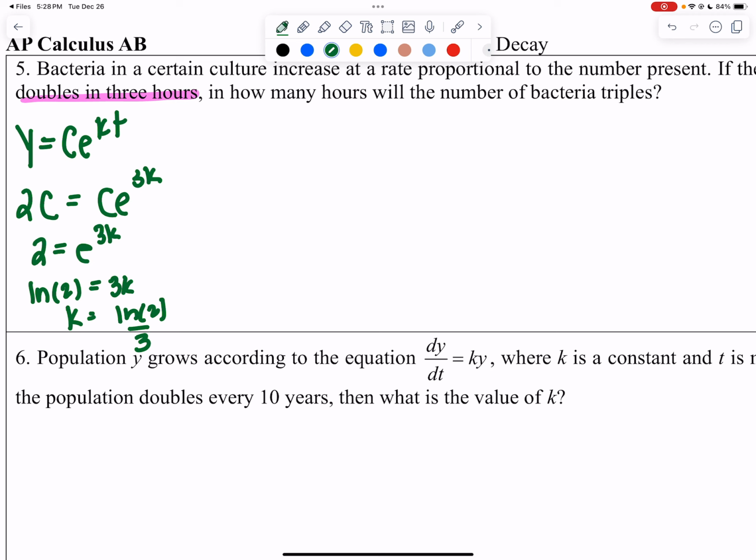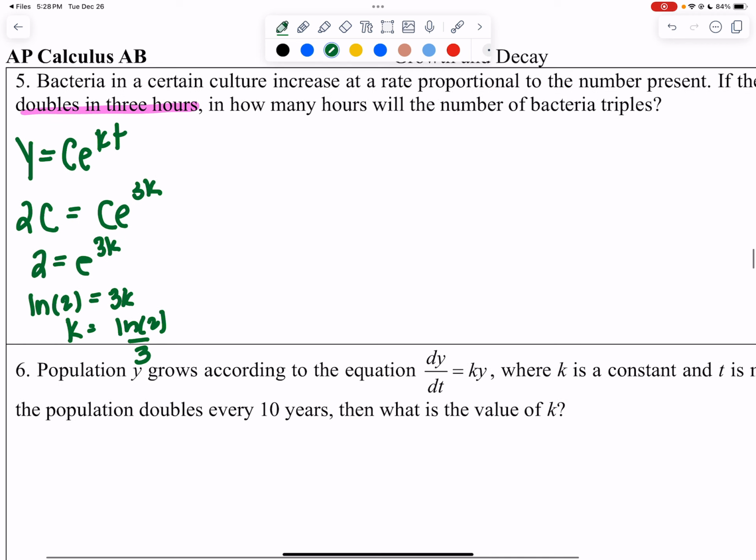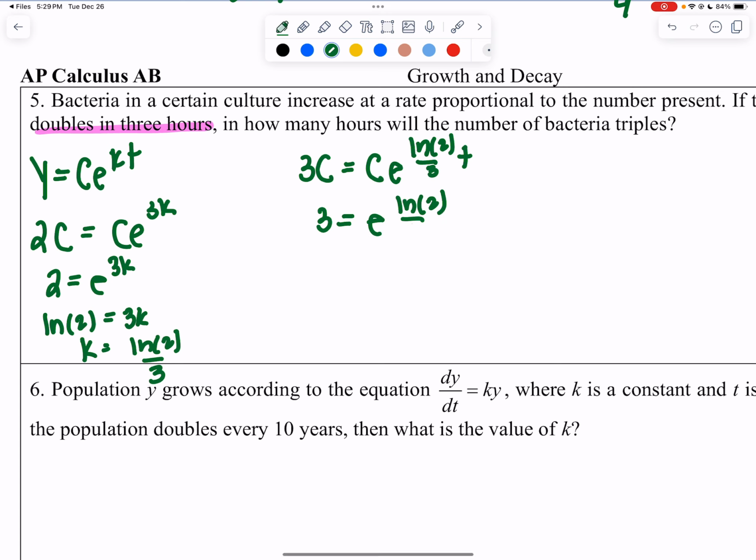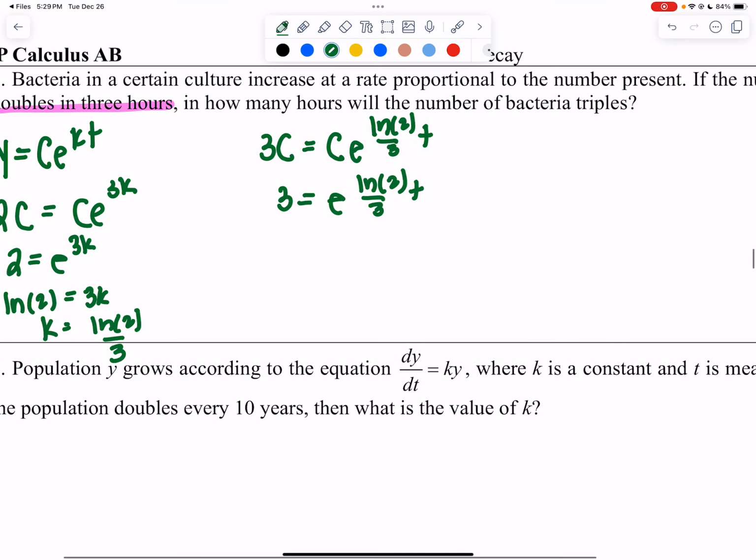All right. Now, it tells us how many hours will the number of bacteria triple. So now, instead of 2C, we're going to have 3C. But I already know what K is. So now I have 3C is equal to C e to the ln of 2 over 3 times T. So we have 3 is equal to e to the ln of 2 over 3 times T. Then I'm solving for T.